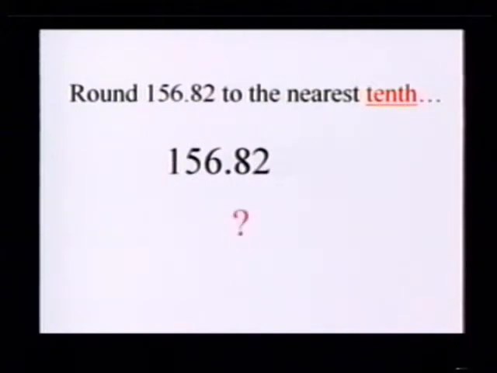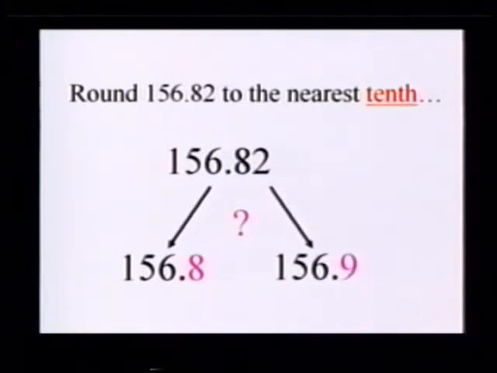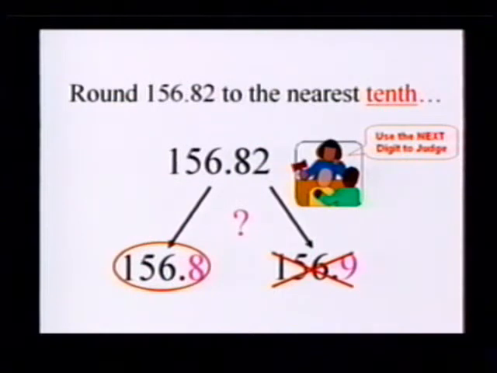So this one is either 156.8 or 156.9. Now, just like before, we use the next digit to decide which way to go. In this case, 2 being so small, the answer is 156.8. Note we dropped the 0 because we didn't need it at the end of a decimal. Let's do another one.